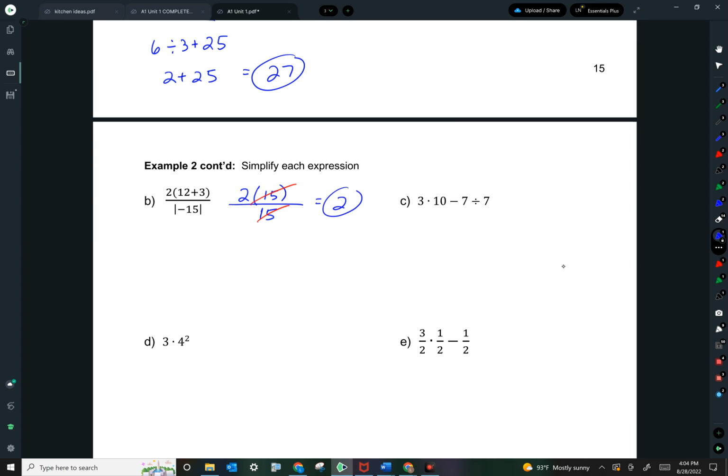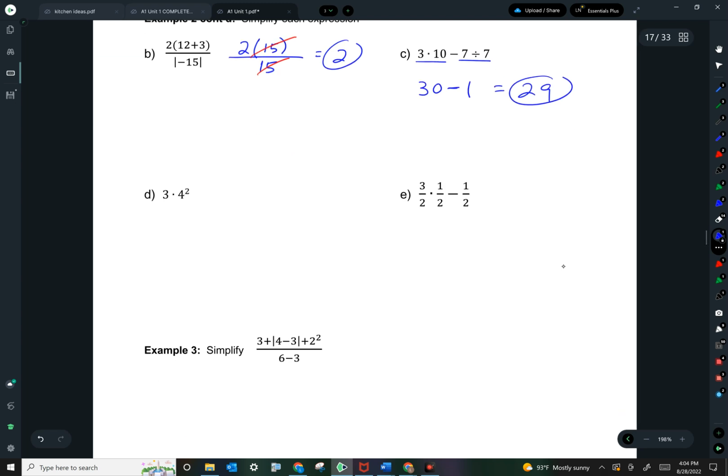Okay, letter C. No parentheses, no exponents. So I'm going to take care of any multiplication and division. And since I'm working left to right, first I'm going to do the 3 times 10 and get 30. And then bring down the subtraction because I don't want to do any subtraction yet. And then I see this division problem. 7 divided by 7 is 1. Now I can do the subtraction. 30 minus 1 is 29.